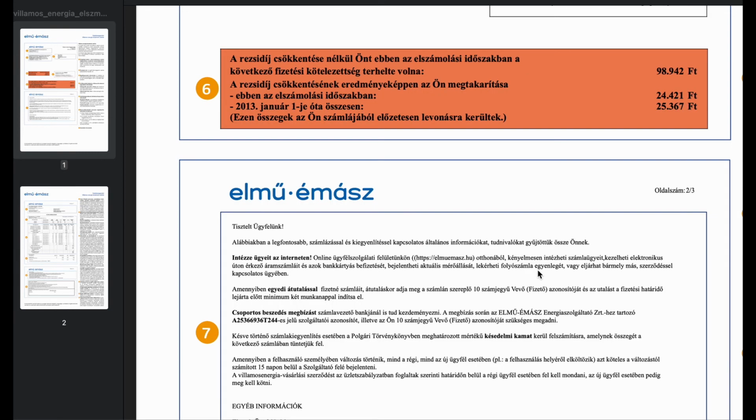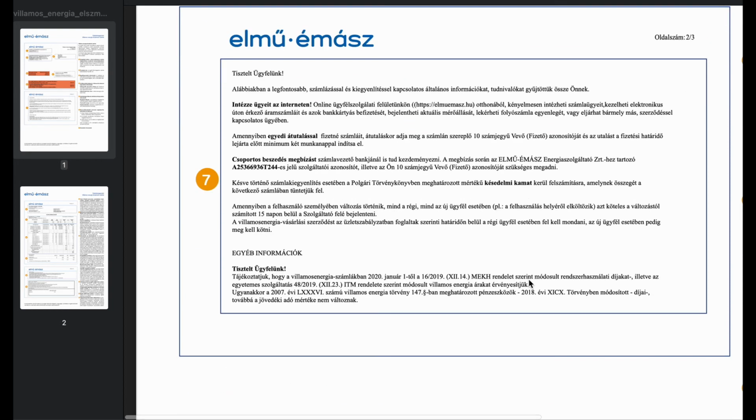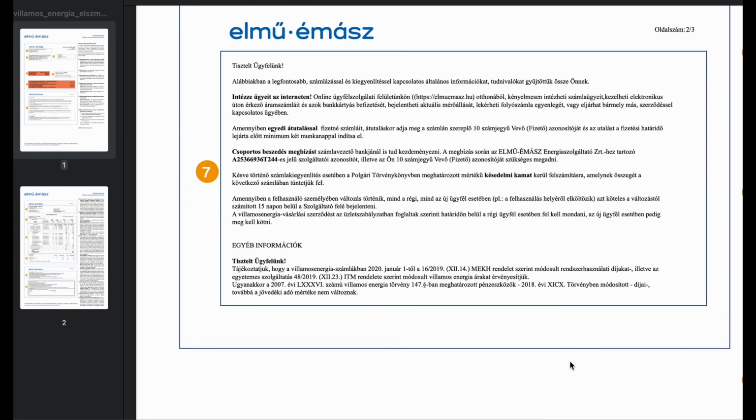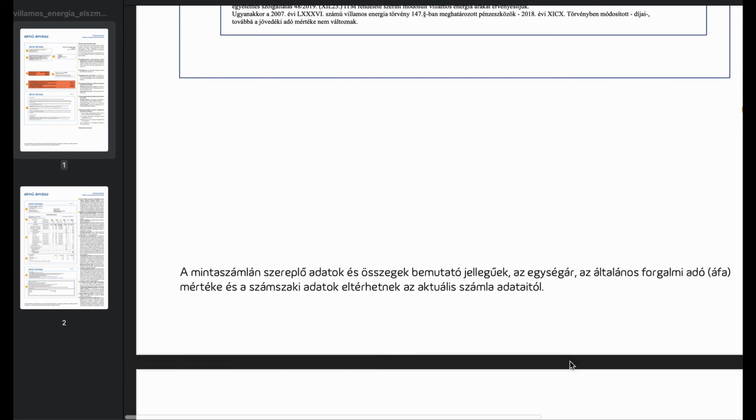Number 6 is the amount that the account holder would have paid, I believe based on the 6-month arrangement. So there's a savings there. You'll see the amount that is deducted and the amount that is saved. Number 7 is just useful information on how to pay the bill online.